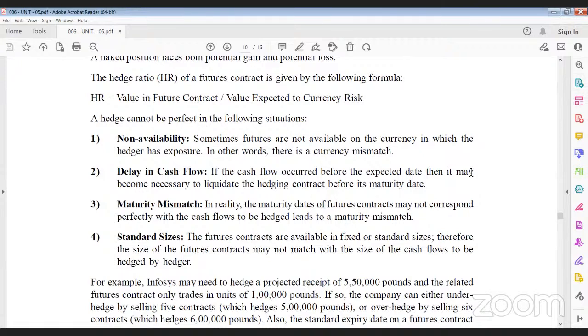Maturity mismatch. Usually, in reality, the date of the future contract may not correspond with the cash flows to be hedged, and this particularly leads to mismatching of the maturity. Look at the size. Future contracts are available in fixed and standard sizes, as we just learned in comparison, right? Therefore, the size of the future contracts may not match with the size of the cash flows.